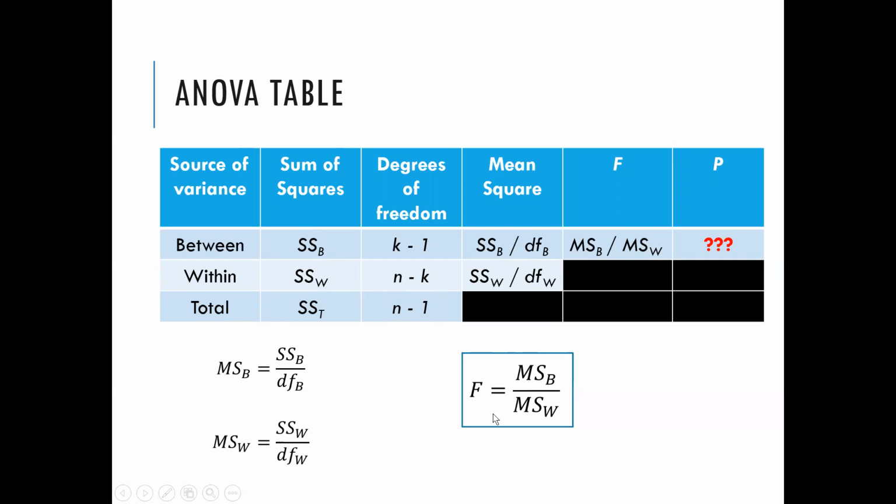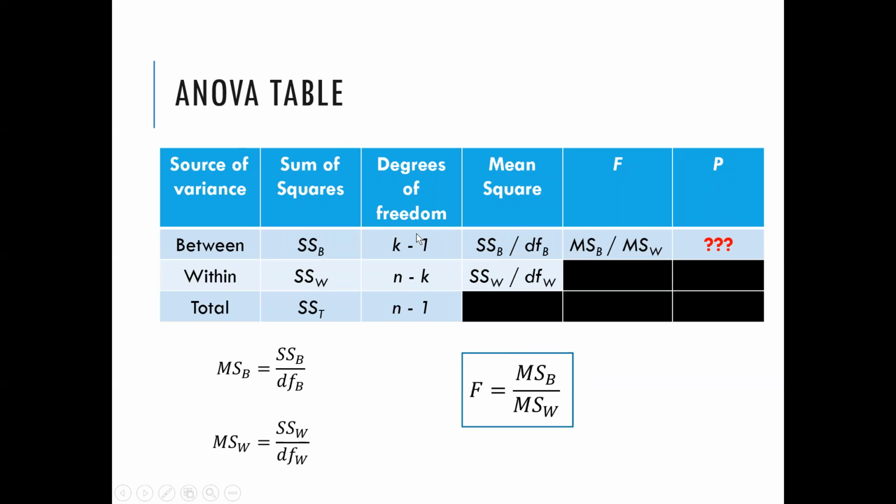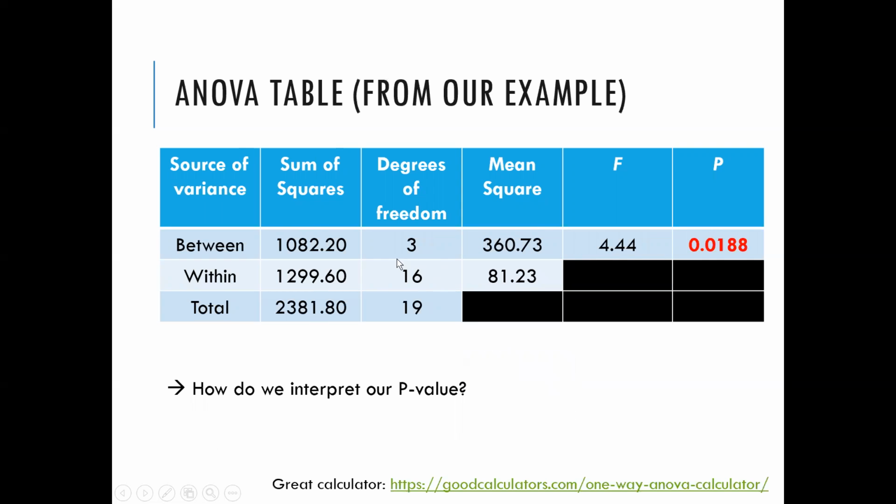And then our F statistic is just the mean square for between divided by the mean square for within. So going back to our example, I calculated the sum of squares for between, within, and then this is the total. And remember, we had 4 groups, so the degrees of freedom is 3 in this case, right? K minus 1. Our degrees of freedom for within is N minus K. So we had 20 individuals and there are 4 groups, so the degrees of freedom here is 16.